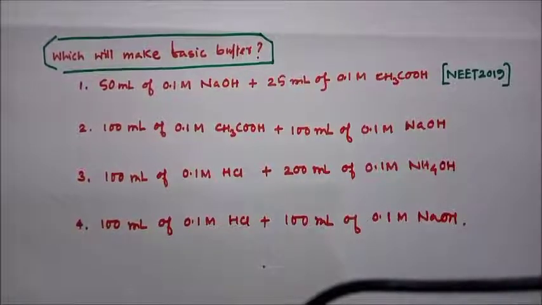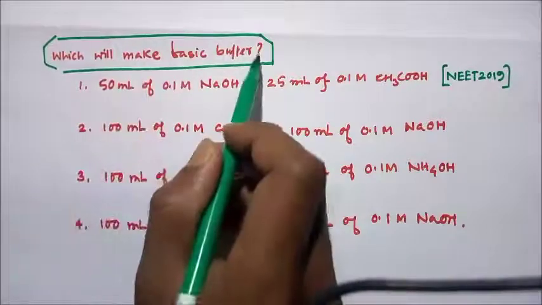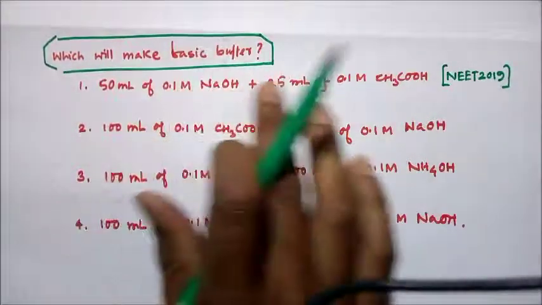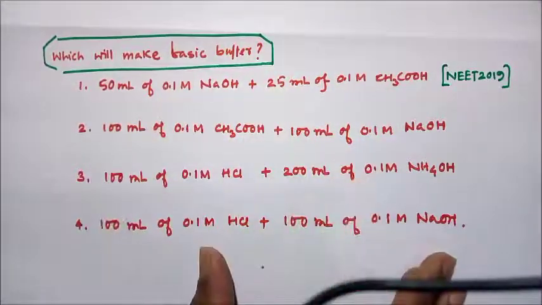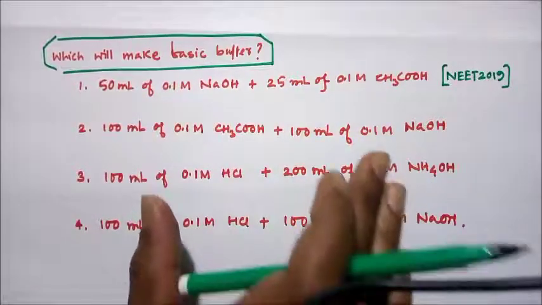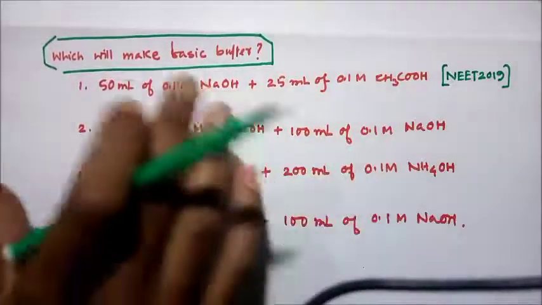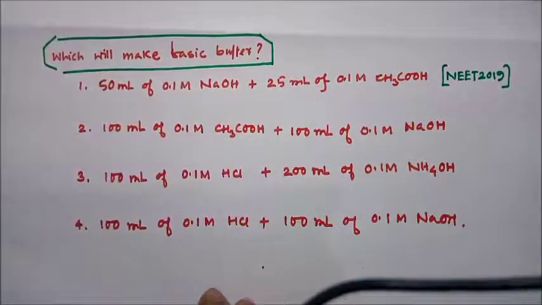Today in this video I am going to discuss a problem that was asked in NEET 2019. In this problem, it is asked which will make the basic buffer. Here 4 mixtures are given. These are the mixtures of acid and base. Out of these 4 mixtures, you are supposed to find out which mixture will form a basic buffer solution.